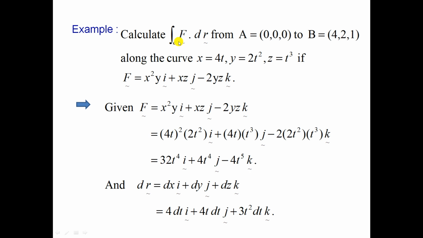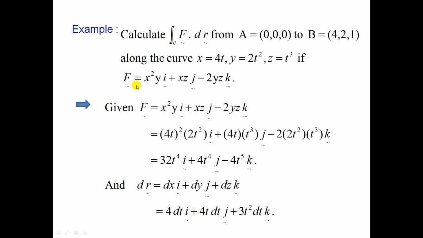Calculate the integration along the curve C of F·dr from the point x = 0, y = 0, z = 0 to the point x = 4, y = 2, z = 1 along the curve x = 4t, y = 2t², z = t³, if F = x²y i + xz j − 2yz k.